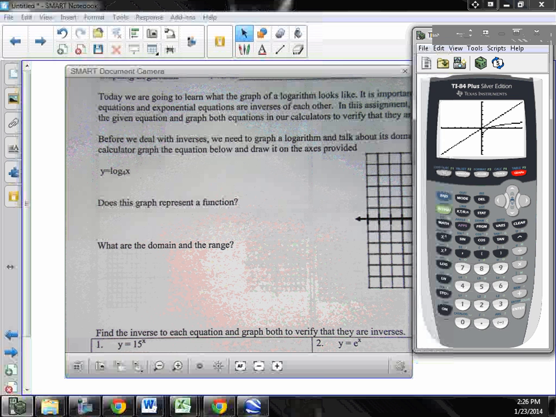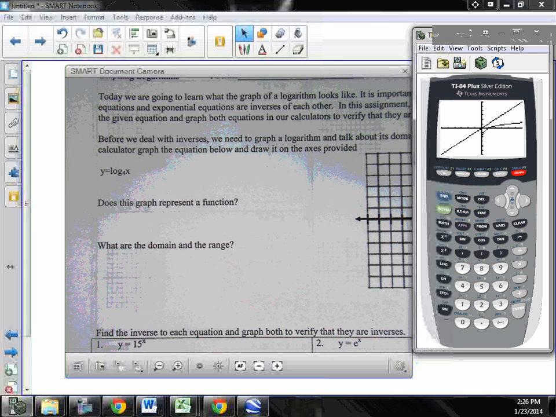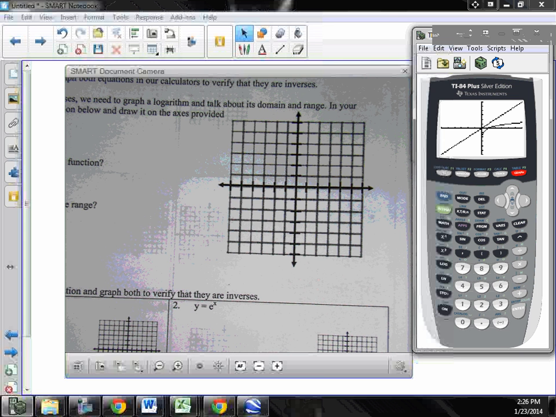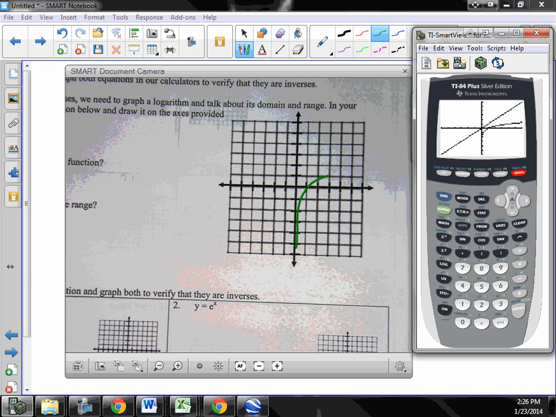So this graph starts along the y-axis and goes like this. Does that graph represent a function? Yes, it does. Okay. What is the domain of that function?